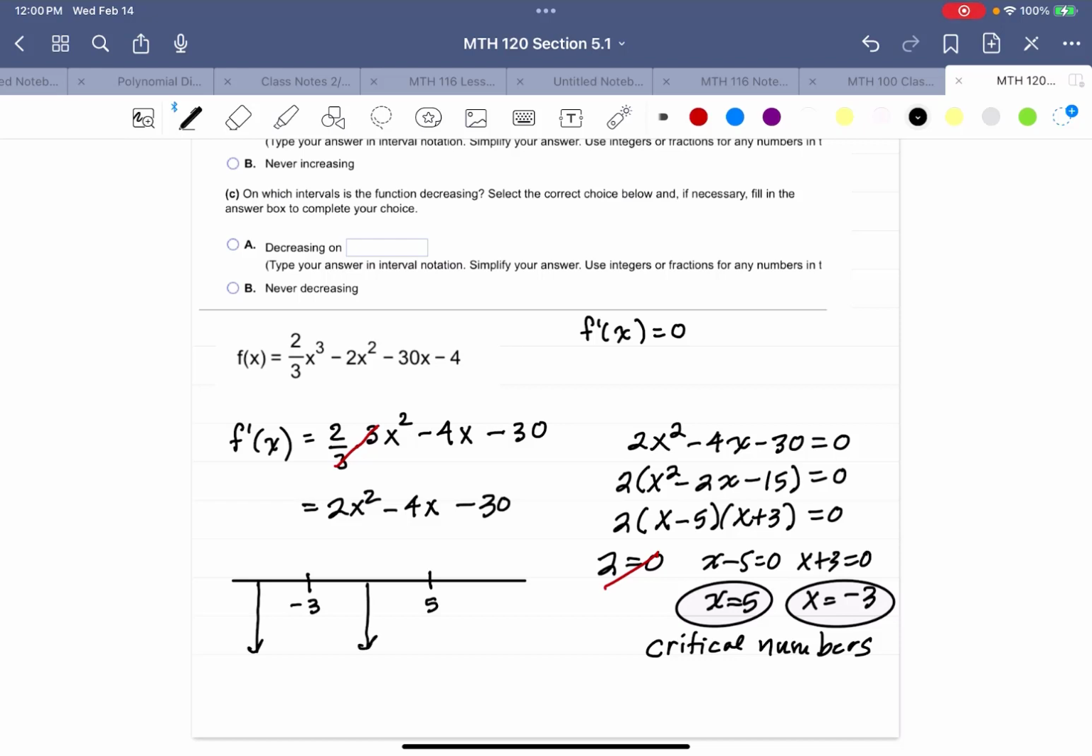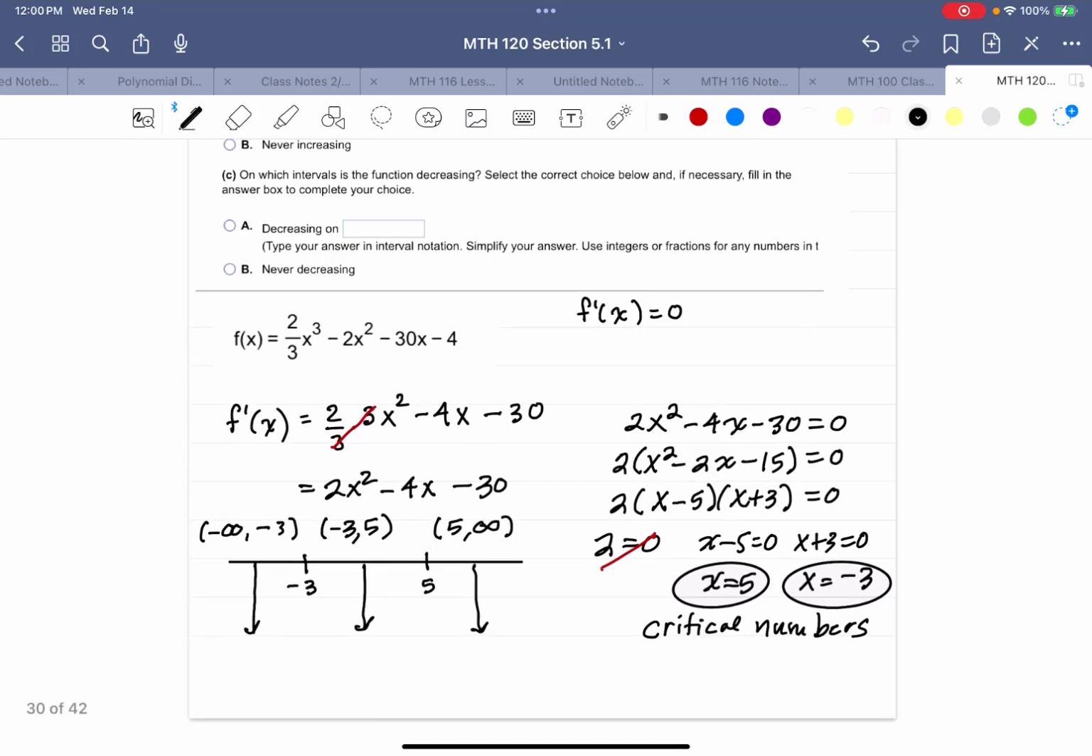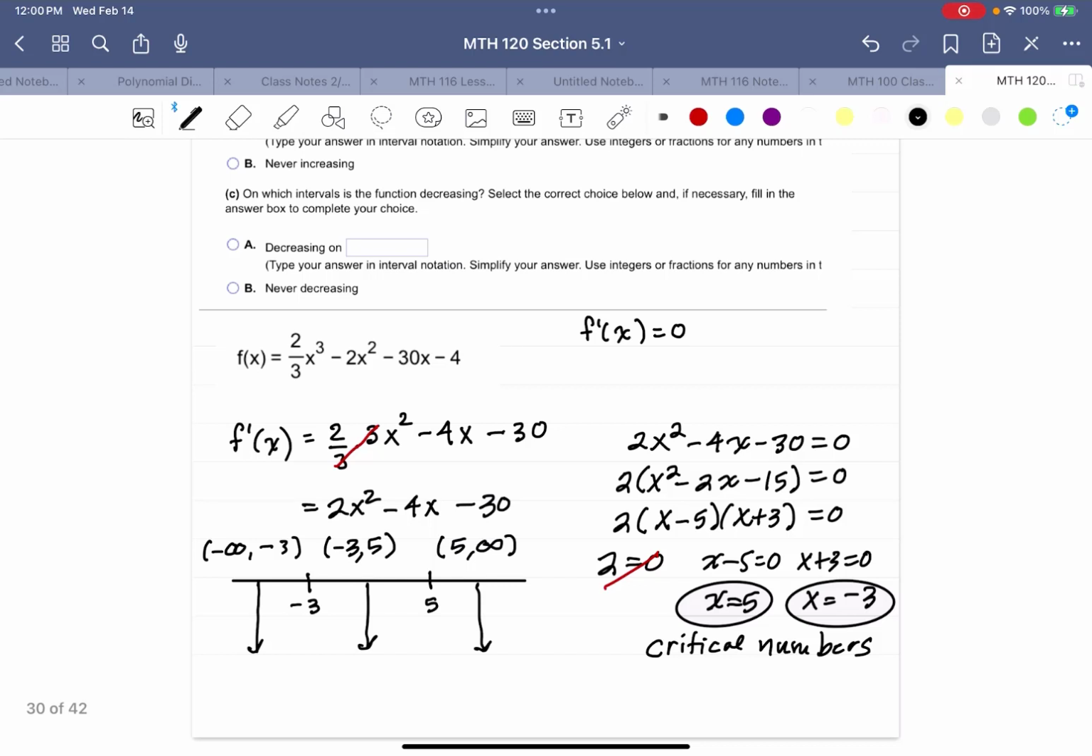I'm going to put my test points a little bit lower so they don't get so confusing and crowded on the number line. This first interval is from negative infinity to negative 3. Then our middle one is from negative 3 to 5, and then our right one is 5 to infinity. So test those in the derivative. I need to find a number to the left of negative 3, like negative 10. I usually pick numbers that are just easy for arithmetic. In the middle, I'll pick a 0. On the right, I'll pick a positive 10.